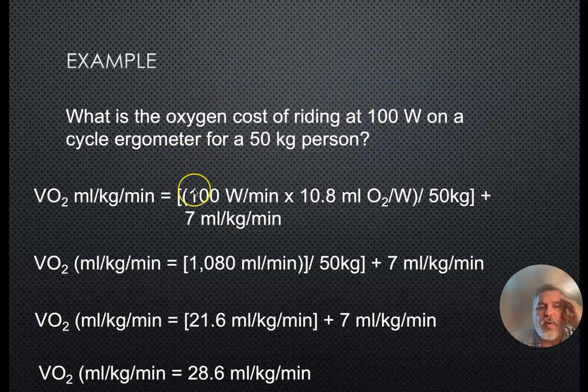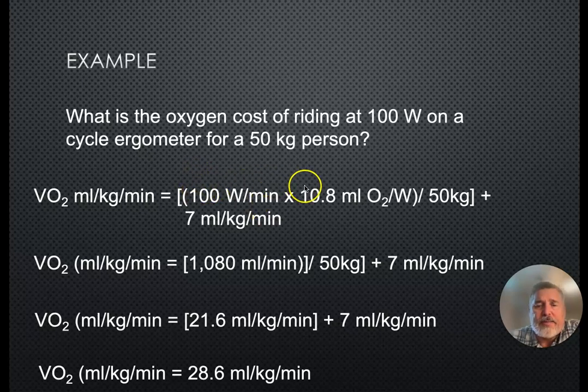So to take the watts, I'm going to take watts times 10.8. If you're given watts, you're going to multiply by 10.8. If you're given kilogram meters, you're going to multiply by 1.8. So 100 watts times 10.8 mL of O2 per watt. I'm then going to do the same thing and divide by body mass, and then I'm going to add 7 mL per kg per minute. Remember, this is rest plus unloaded cycling.